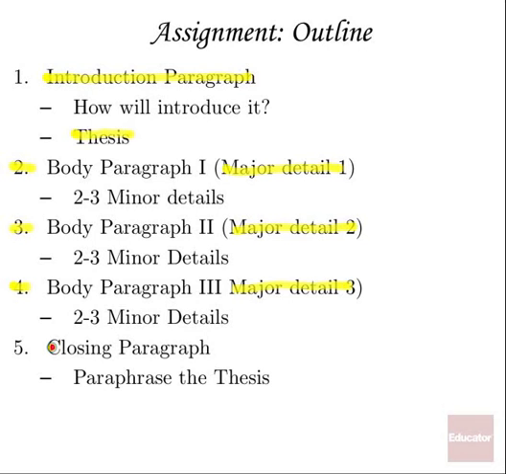Finally, go back to that closing paragraph and try to paraphrase that thesis. Write down a paraphrase of the thesis or rephrasing of the thesis right there. That way, when you get to your closing and you're actually typing, you don't have to sit and think about it, and it'll be just right there for you, and you can just insert that in and be done.